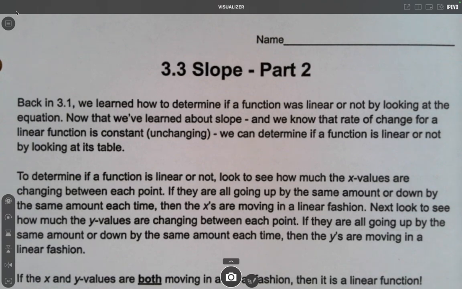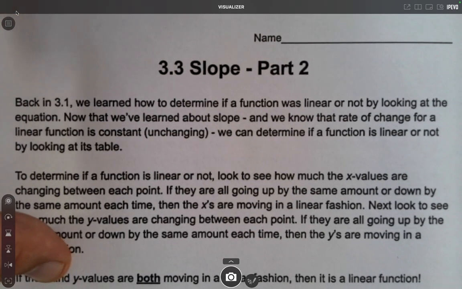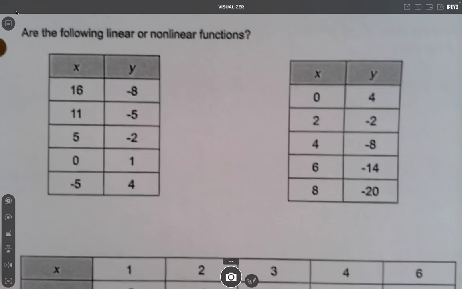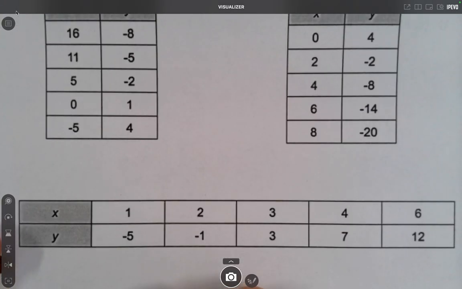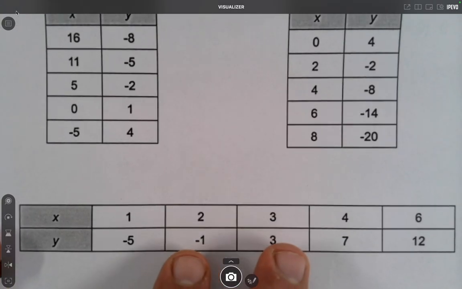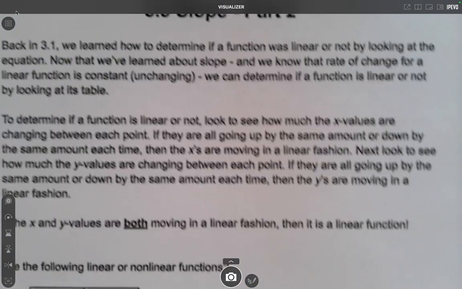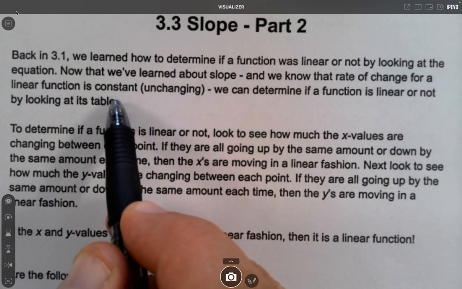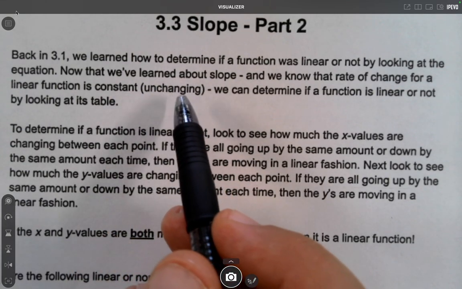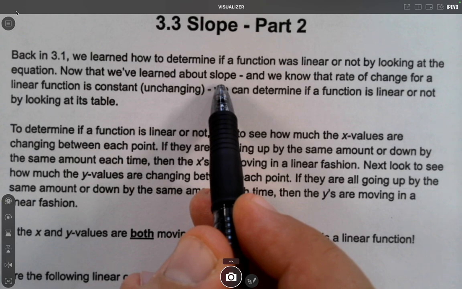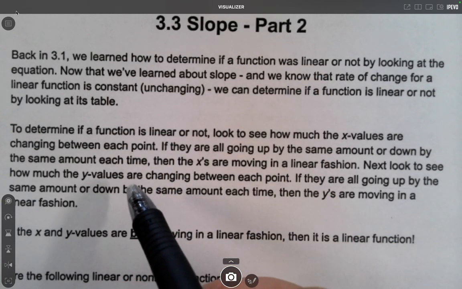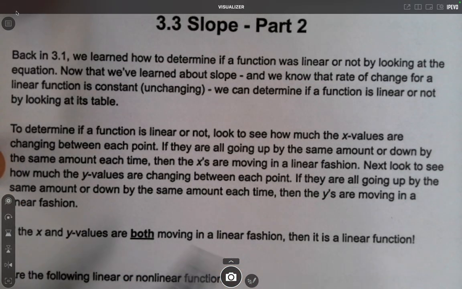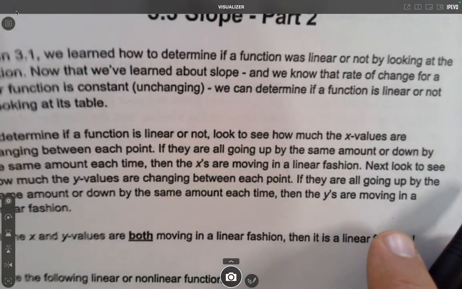Today, instead of talking about equations and whether they're linear or not, the first thing we're going to do in this lesson is talk about how we can determine if a table like these down here is representing a linear function or not. So the cool part about linear functions is their slope, which is their rate of change, is constant, it's unchanging. So that means the rate of change should be constant all the time. So you can read through this fully if you want, but I think it's easier if I just explain it with the example.